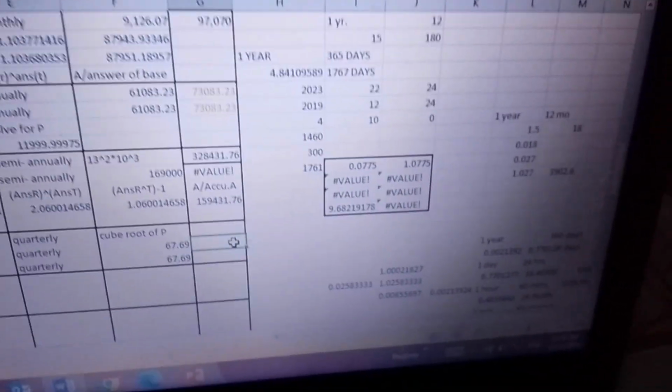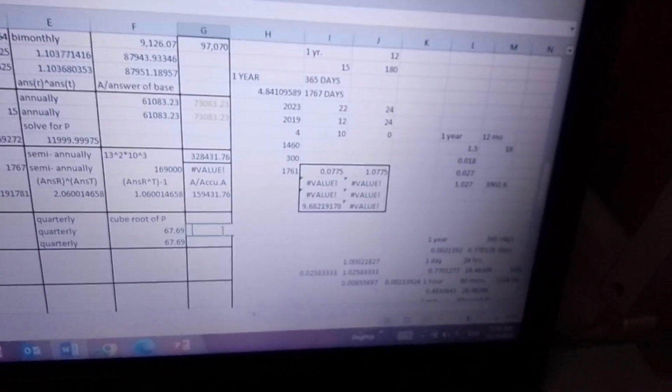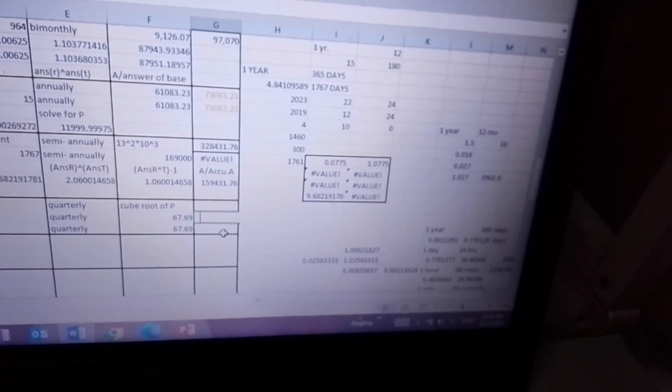And then to get the amount, ganito kasi yun. Remember, you know already what to do, di ba? Wait lang ah. Okay, so just what I said.